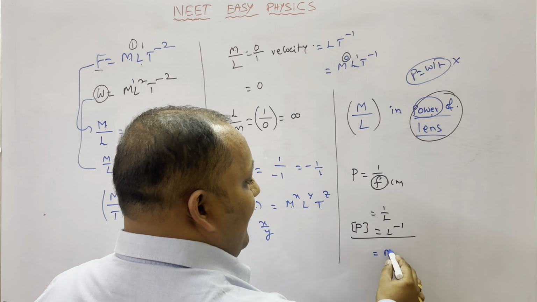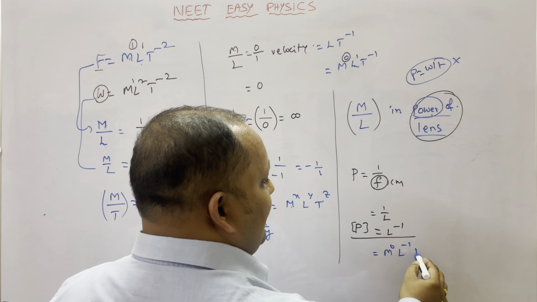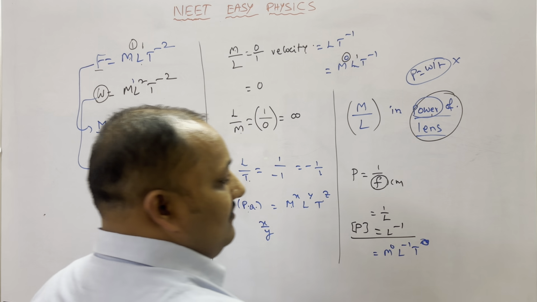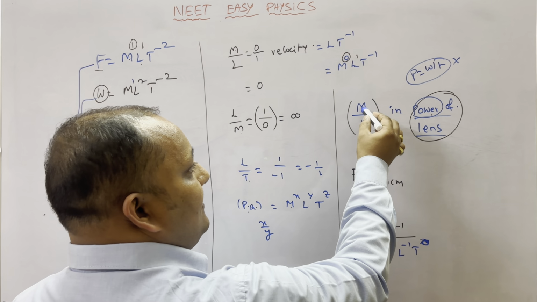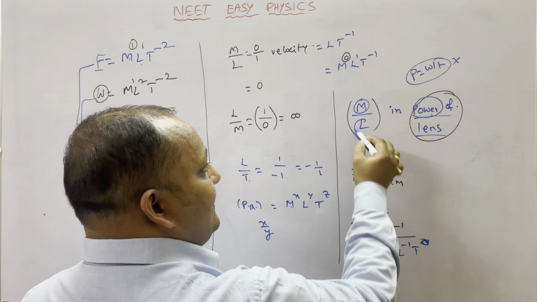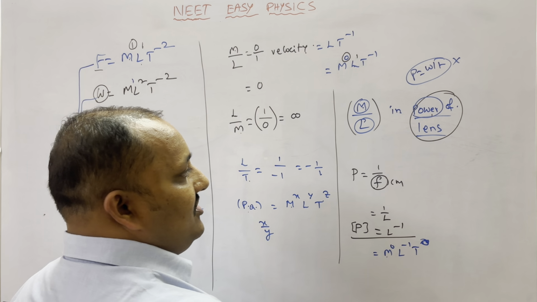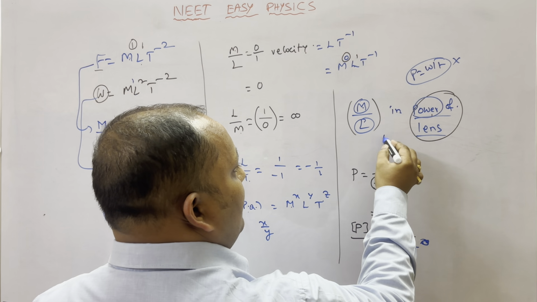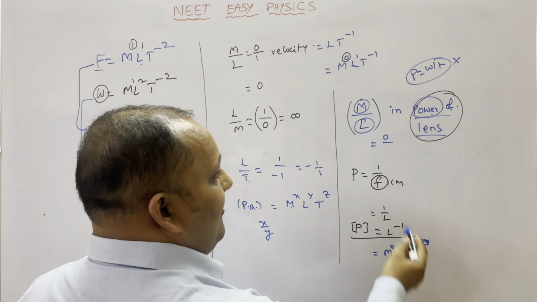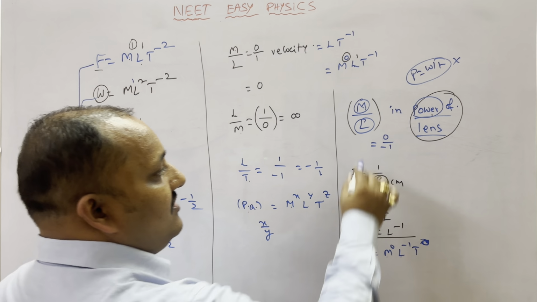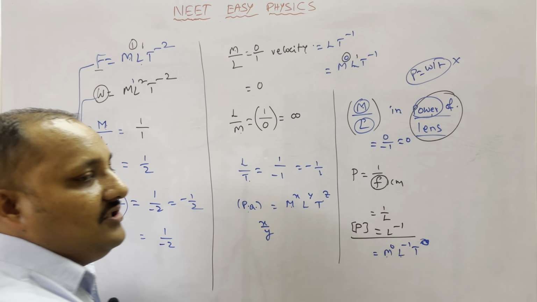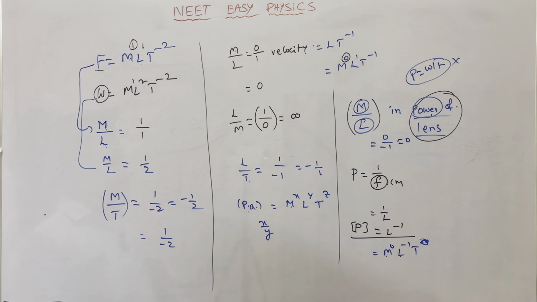If you write it fully, it is M power 0, L power minus 1, T power 0. Correct? Now here they asked the ratio of dimension of mass and length. Mass power how much is there? 0. Therefore 0 by L power how much is there? Minus 1. So 0 by anything is 0. So like this they are going to ask.